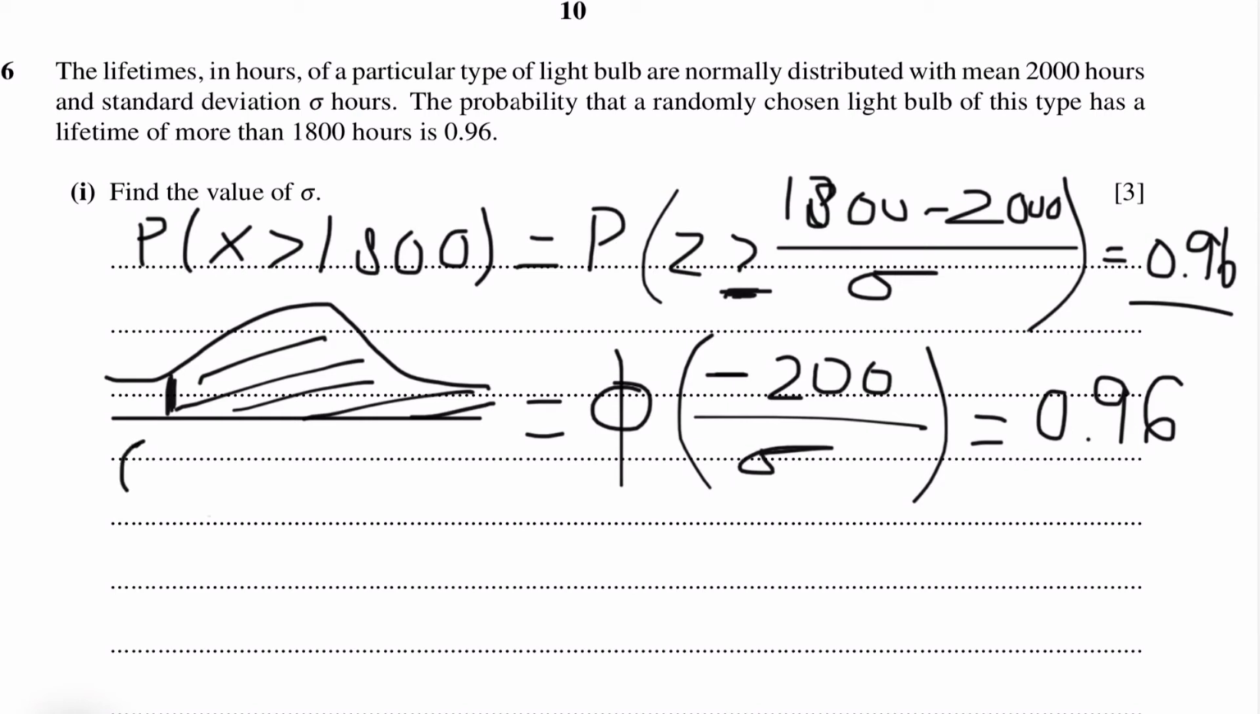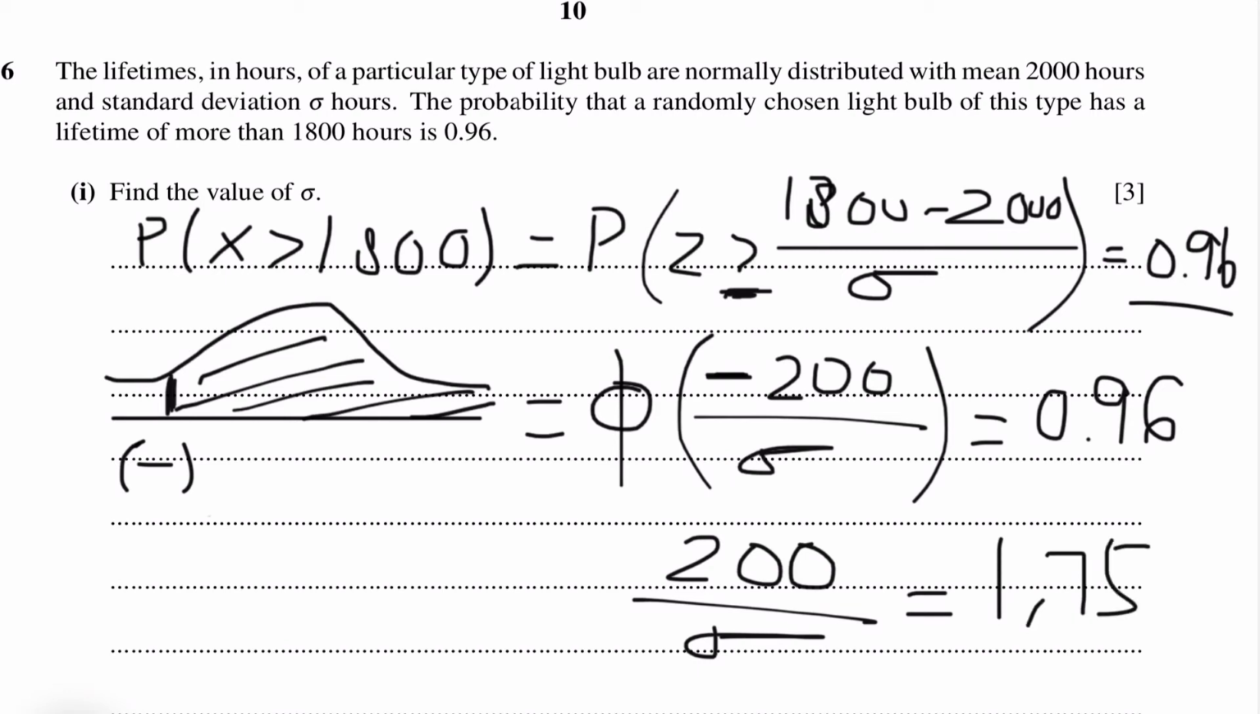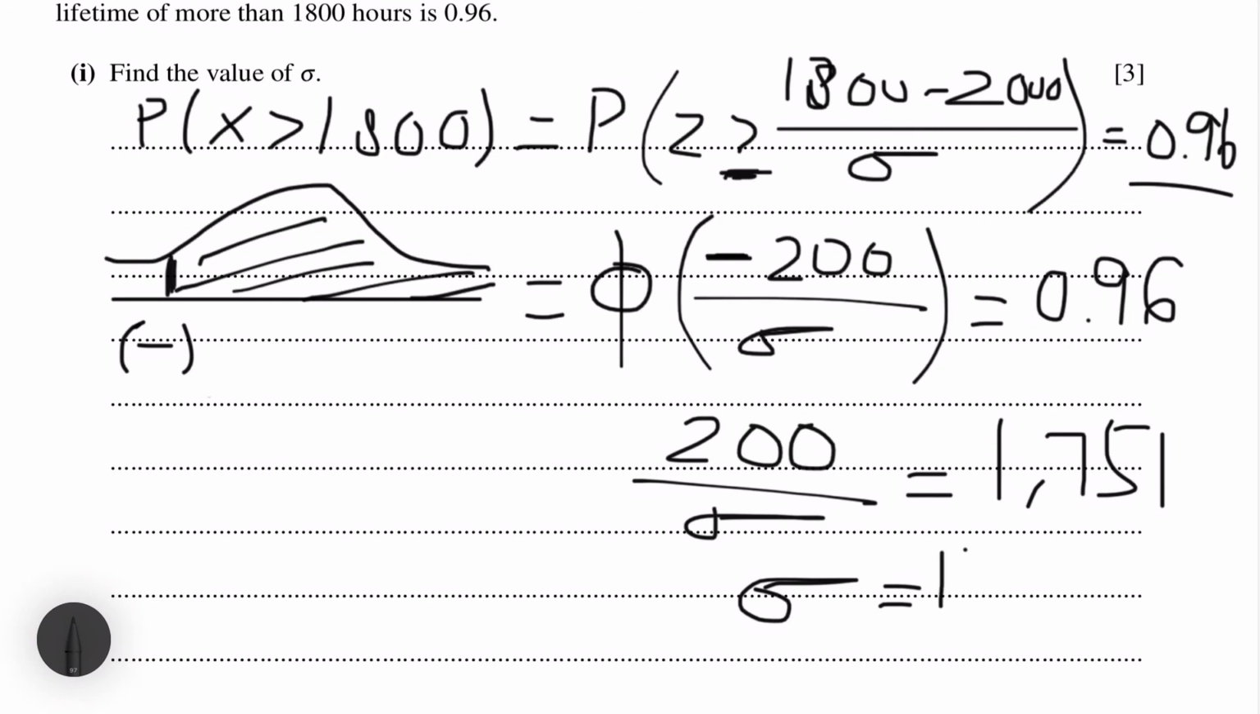Now, as I said before, your value is a negative value, but for the numerator, it's already negative, so you know that your sigma is not a negative number. So 200 divided by sigma is equal to 1.751, and sigma is equal to 114.22, or 114.